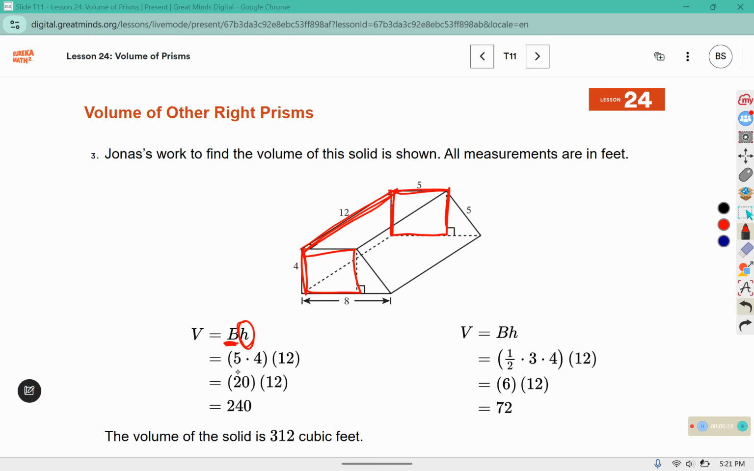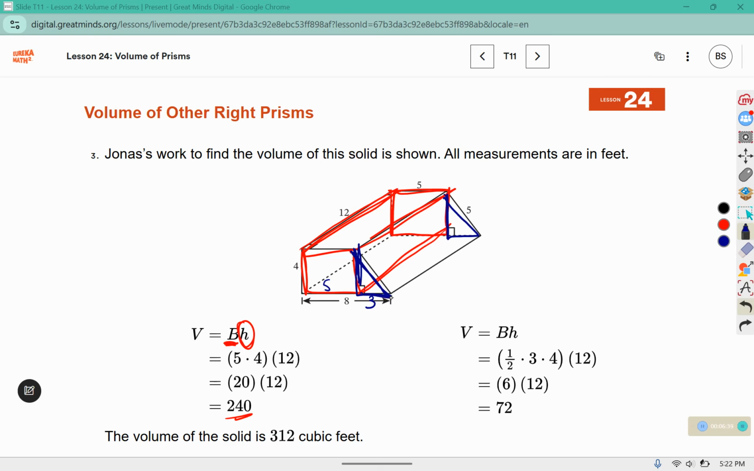Well, that 5 times 4 comes out to 20. 20 times 12 is 240. That is just the rectangular prism section. Then over here, he's separately found the area of the triangular prism. So you can see if this was a distance of 5, this would have to be a distance of 3 to get the total of 8.